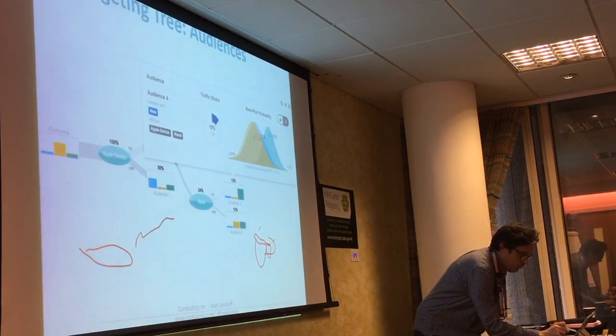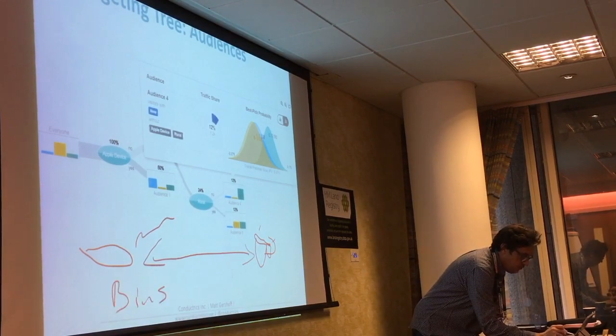And here's the line. This is kind of like the overfitting line. And this is bias. And this is variance. This is the bias-variance trade-off. And here is overfit.